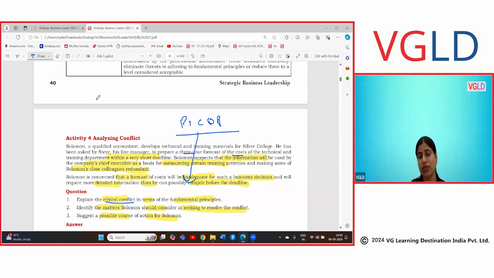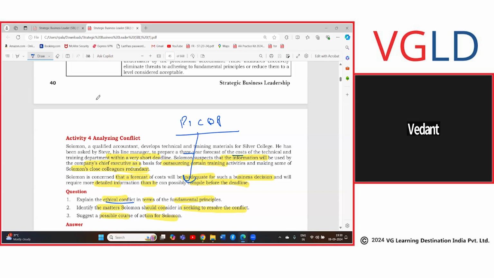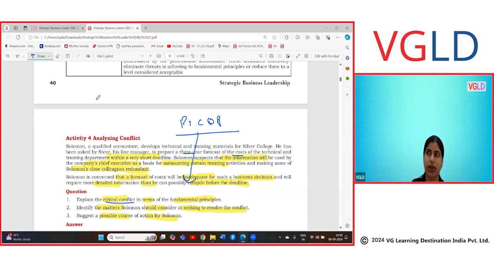And suggest a possible course of action. What can he do? Since there is a mention of the deadline, an external reviewer can be assigned so that the work being performed can be reviewed, like an EQR. And we have seen a chain of command: go to this level, go to that level, and again we can check external advice as well. So you can write that as well.